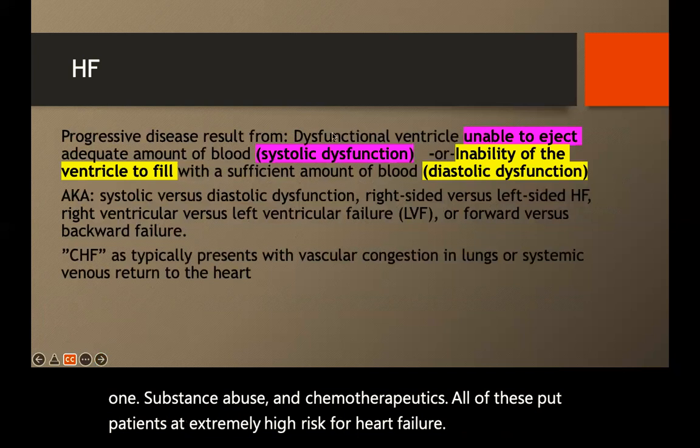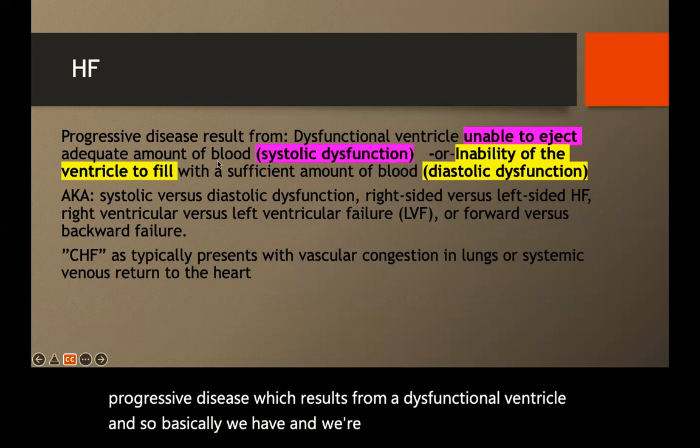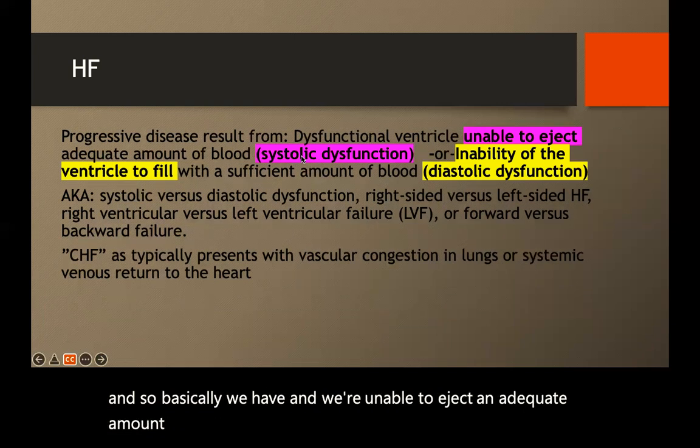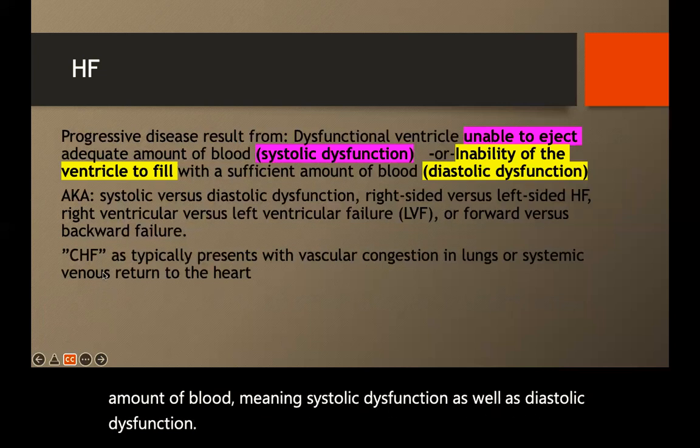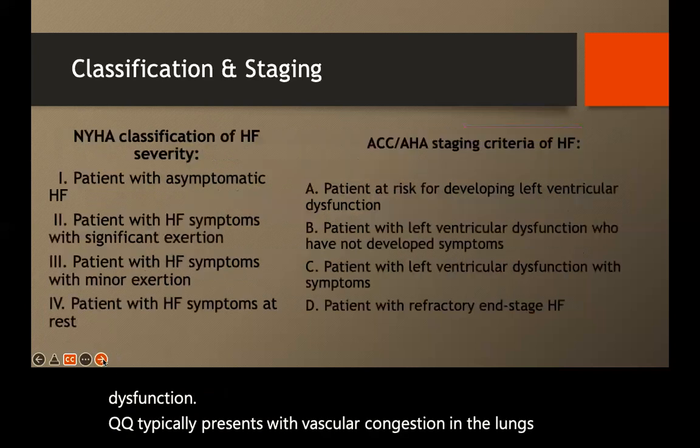Progressive disease, which results from a dysfunctional ventricle. And so basically we're unable to eject an adequate amount of blood, meaning systolic dysfunction as well as diastolic dysfunction. CHF typically presents with vascular congestion in the lungs or systemic venous return to the heart.